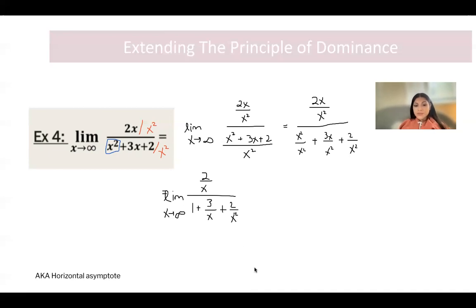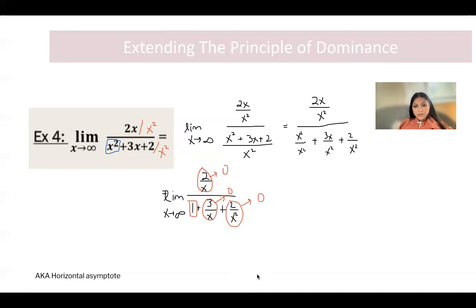Great. So basically, we can now apply the principle of dominance. For example, this one: we know that as x approaches infinity, that's going to approach 0. When the x value approaches infinity, this whole function or expression itself will approach 0. This is the only thing that won't approach 0, so we'll just leave that there.